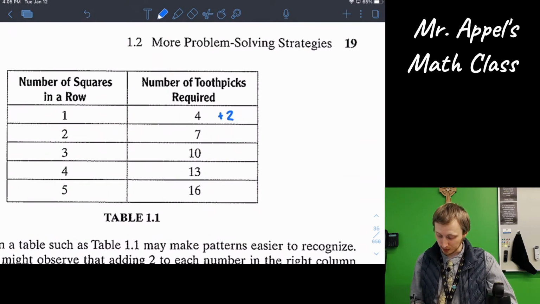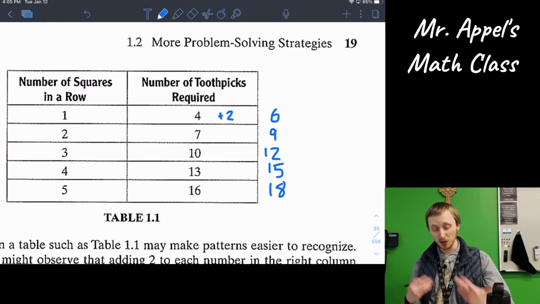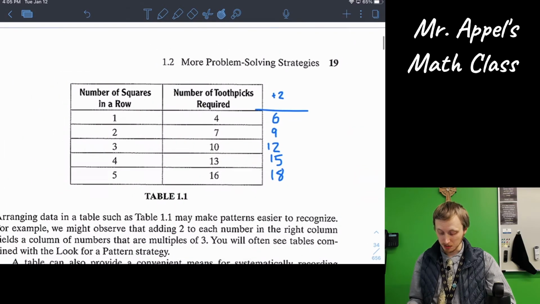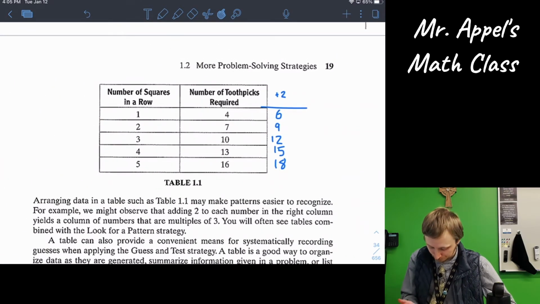Plus 2 is 6. Plus 2 is 9. Plus 2 is 12. Oh, look at that. We've created a third column now. Call it the plus 2 column. Look at that. Okay.